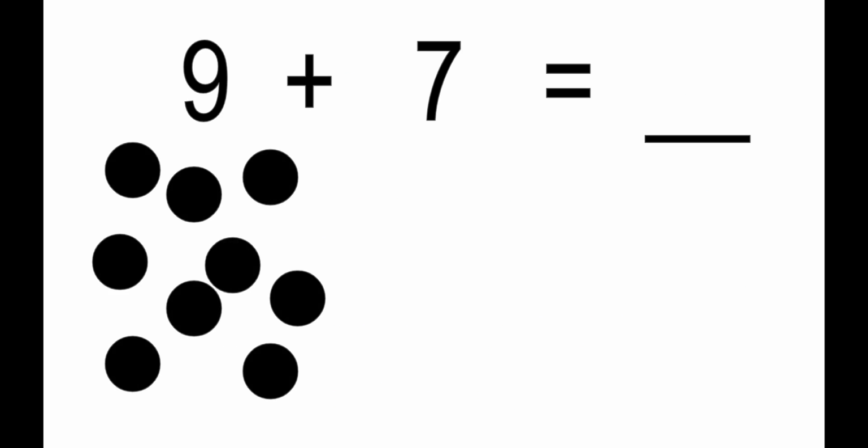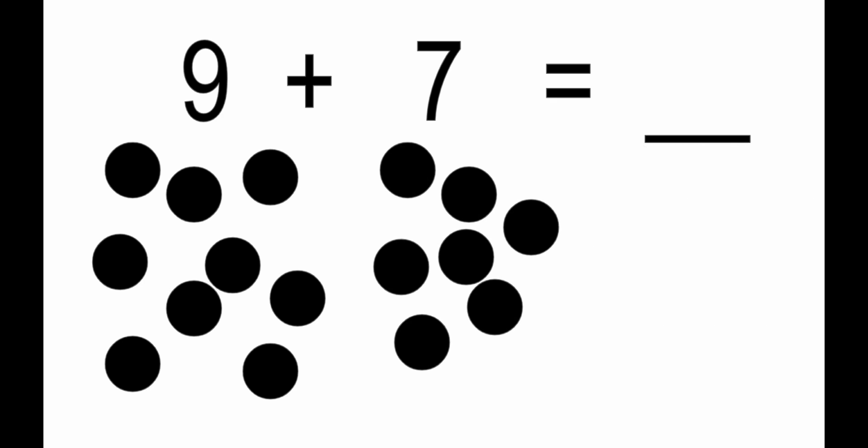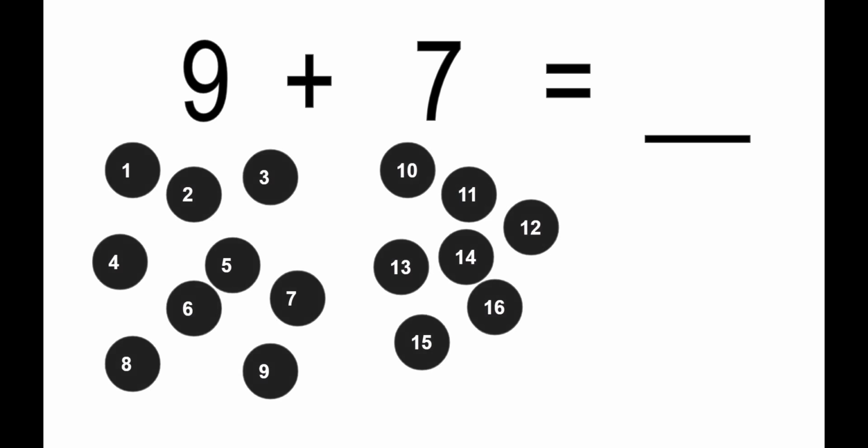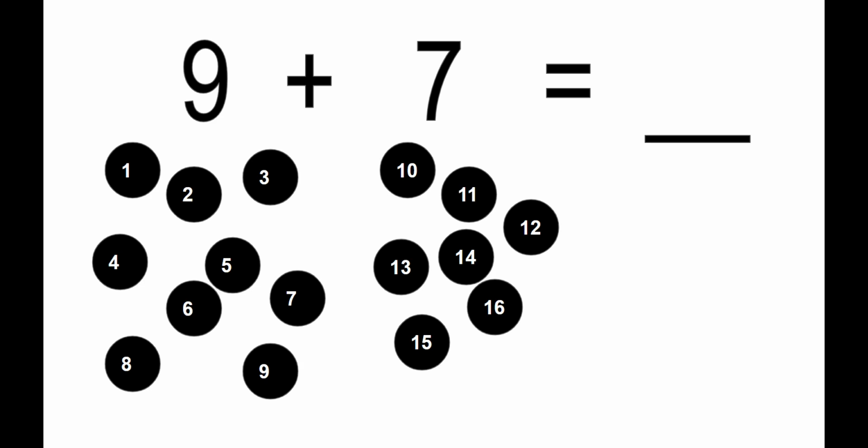You would set down 9 counters and an additional 7 counters and ask how many counters do we have altogether. Now if a student is unable to answer this question, they would be considered stage 1. If the student were to count out each of these counters, 1 through 16, by touching each one of these, they would be considered stage 2.